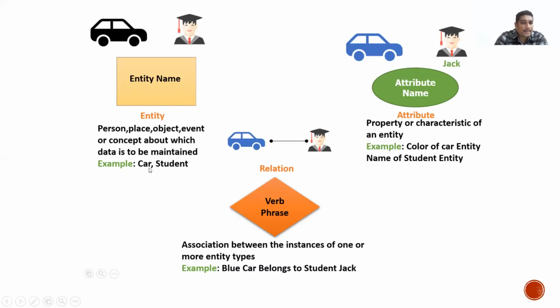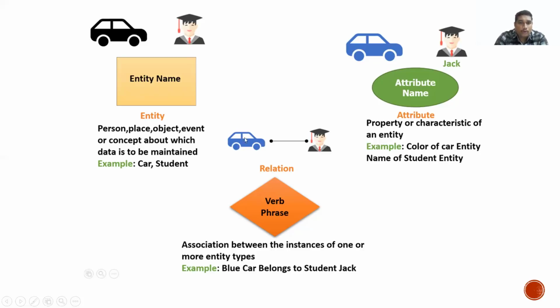We have examples called car and student. Now the attribute: as I already said, it is a property or characteristic of an entity, which it represents. For example, the color of a car entity is an attribute. The name of a student entity is an attribute.